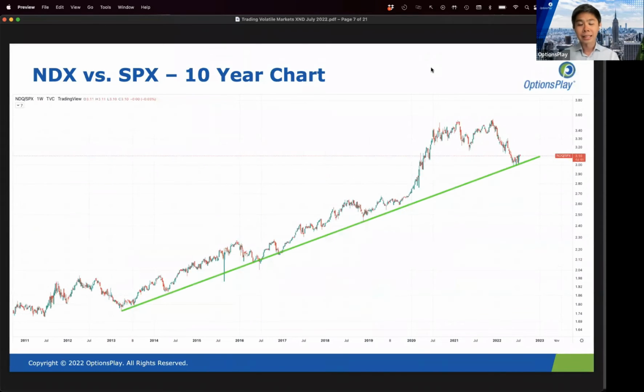And then when we look at the NASDAQ relative to the S&P, this was one that I gave an update on last time we did this exercise. This is actually a 10-year chart. So this is a long-term chart. And what we see is that the NASDAQ-100 since 2013 has continued to outperform the S&P 500.